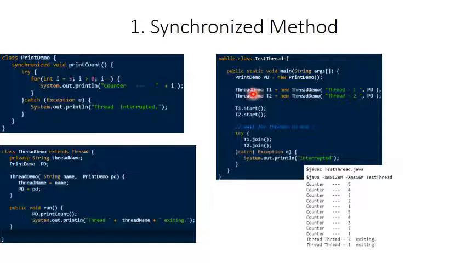Okay, 5, 4, 3, 2, 1. That is of T1. Then again 5, 4, 3, 2, 1. That is of T2. And then thread 2 is exiting and thread 1 is exiting. It will be printed here. So that's the purpose of a synchronized method.